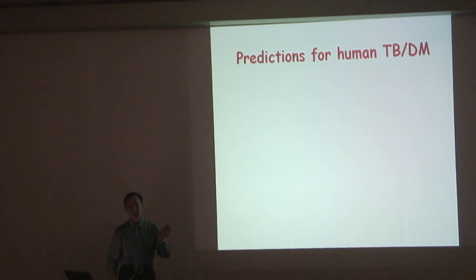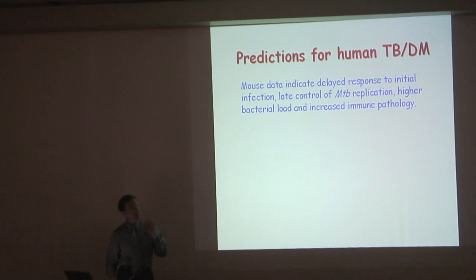And the very last thing is just to link to the humans and then we'll be done. So from the mouse data that we have so far, this is an evolving story, but from the data we have so far, we can make some predictions about what we would expect to see in people who have diabetes and TB. So the mouse data, again, is a delayed response to infection and late control of replication, but then later an exuberant immune response.